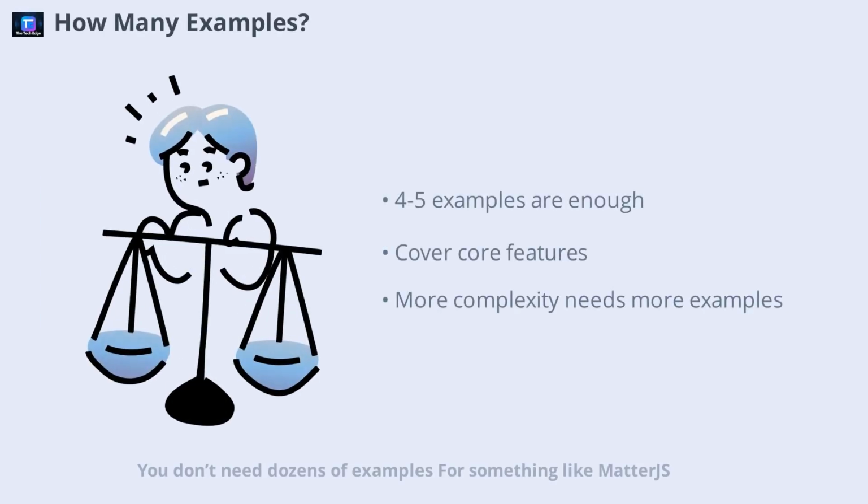You don't need dozens of examples. For something like Matter.js, 4 or 5 simple scripts are enough. Basic shapes falling, a catapult, mouse interaction, constraints and chains, and maybe a ragdoll for fun. These cover the core features and give you a toolkit to build whatever you want. If the package is more complicated, you'll want more examples. The more complex the tool, the more you need those working reference files.